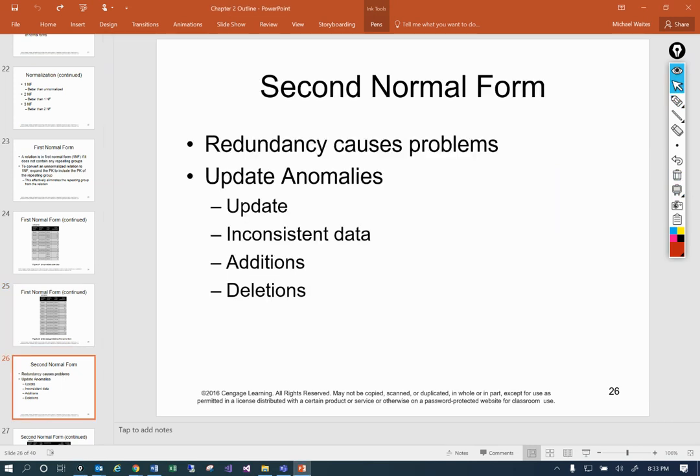Second normal form. Redundancy causes problems: update anomalies. What they're saying is, here are the issues you're going to have with 1NF. You're going to have redundancy problems, and that makes it really difficult to update your data. It provides inconsistent data, and additions and deletions become problematic, right? So that's why typically we want 2NF. So how do we get 2NF?